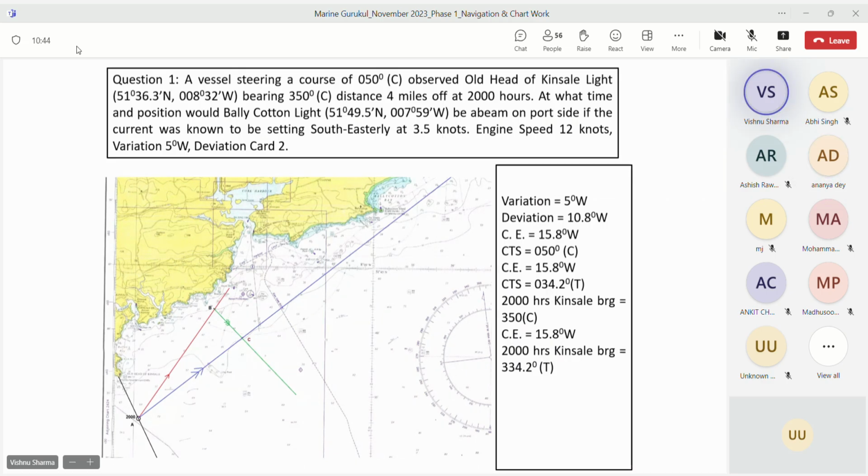If the triangle was for 2 hours, then that will be the distance made good in 2 hours. Then it will not be speed made good. Am I right, beta? Yes, sir. Speed made good is for 1 hour.